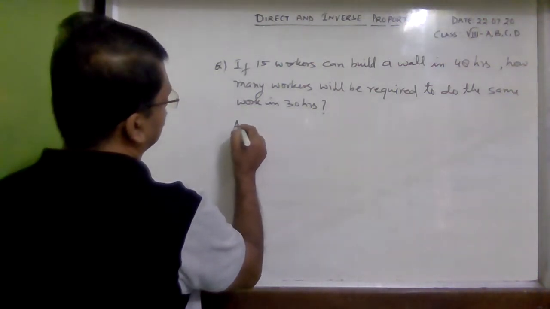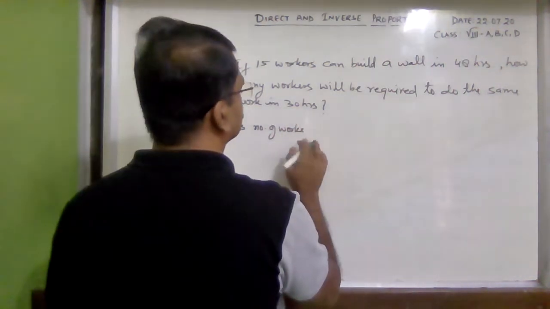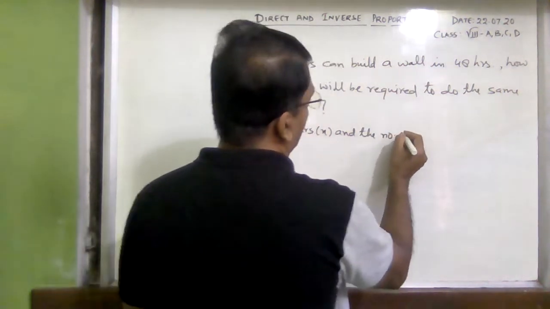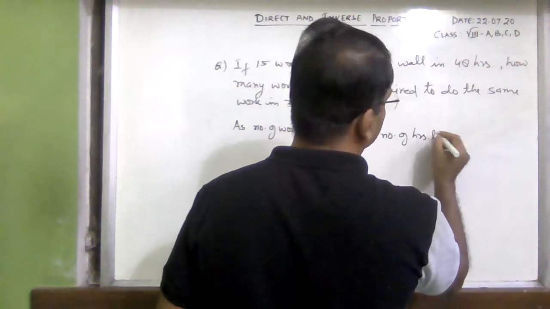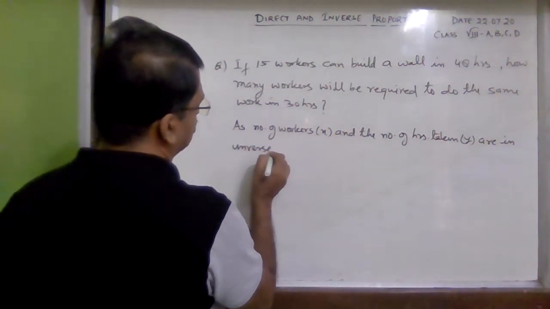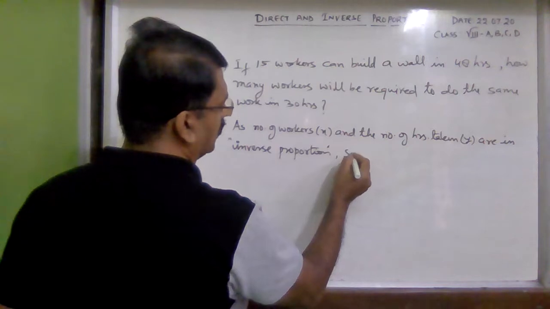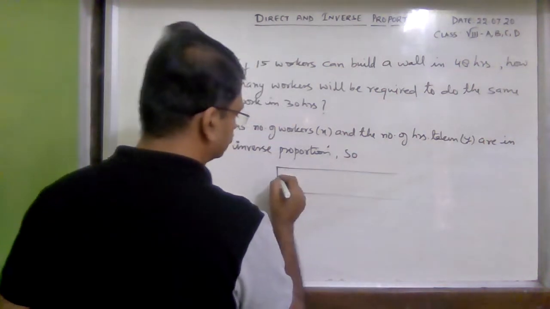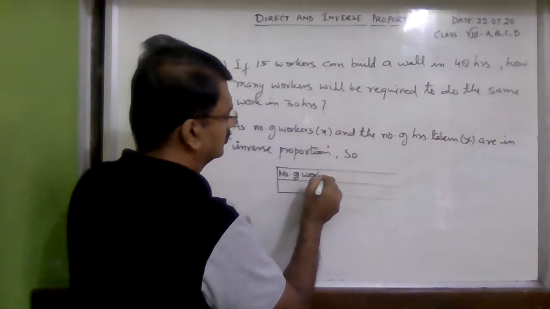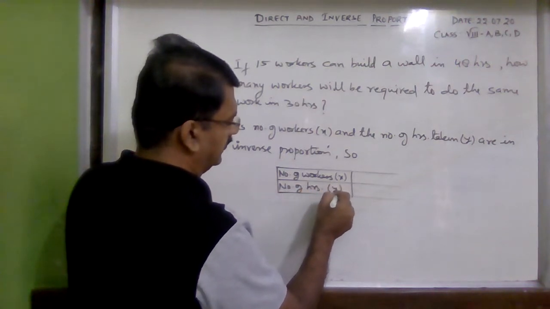So as the number of workers and the number of hours taken are in inverse proportion. So now make a table. Number of workers, that is X. Number of hours, that is Y.